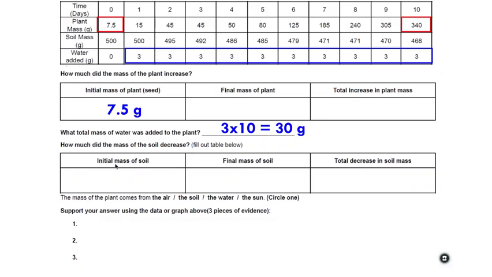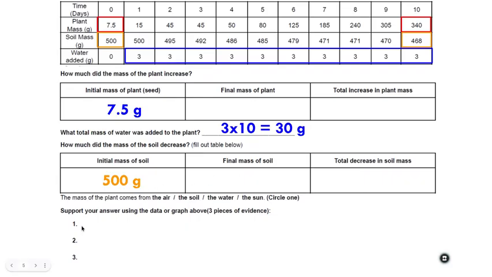And then lastly, the information that you need to look at is the soil. Soil was 500 grams when it started, and the final was 468. Way up here. Okay. So it did decrease. So maybe that went up in the plant. That's what you're thinking. Well, you've got to think about the total increase in the plant and where did it get it from? And you need to choose this answer.